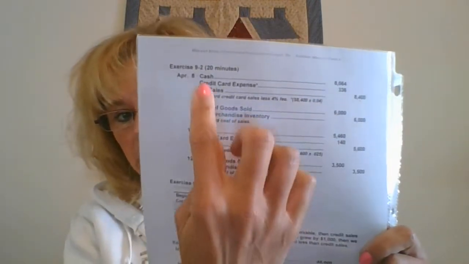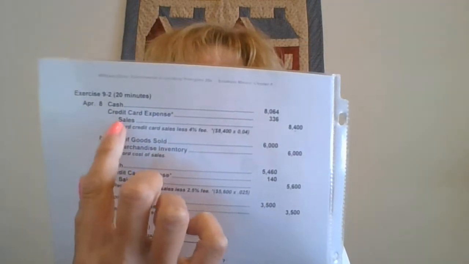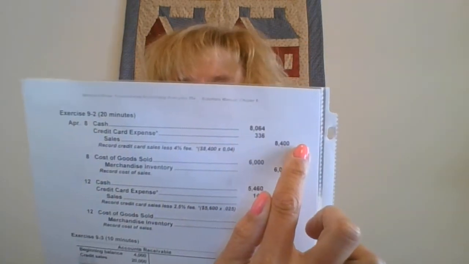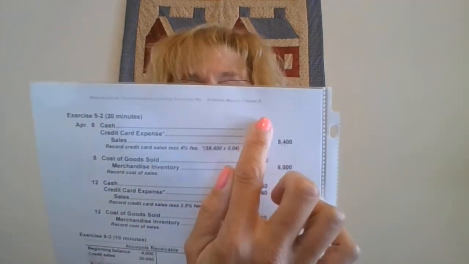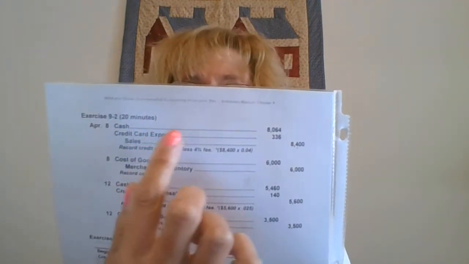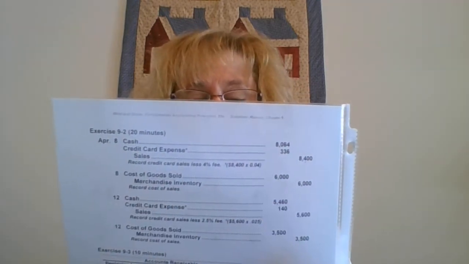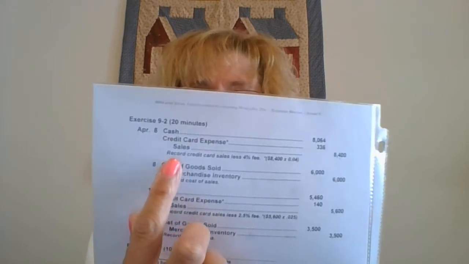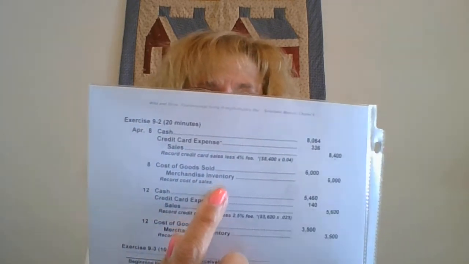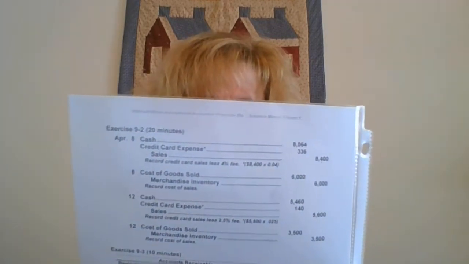You want to make sure that they have two entries, one for the credit card sales and then one for recording the sale. So for this first one here, we sold merchandise to people using the credit card. And again, this was for $8,400. So your sales credit will be $8,400. The fee was 4%. So that goes in your credit card expense debit column. And then the remainder is going to be your cash. Record the sale with cost of goods sold and merchandise inventory for that wholesale amount.